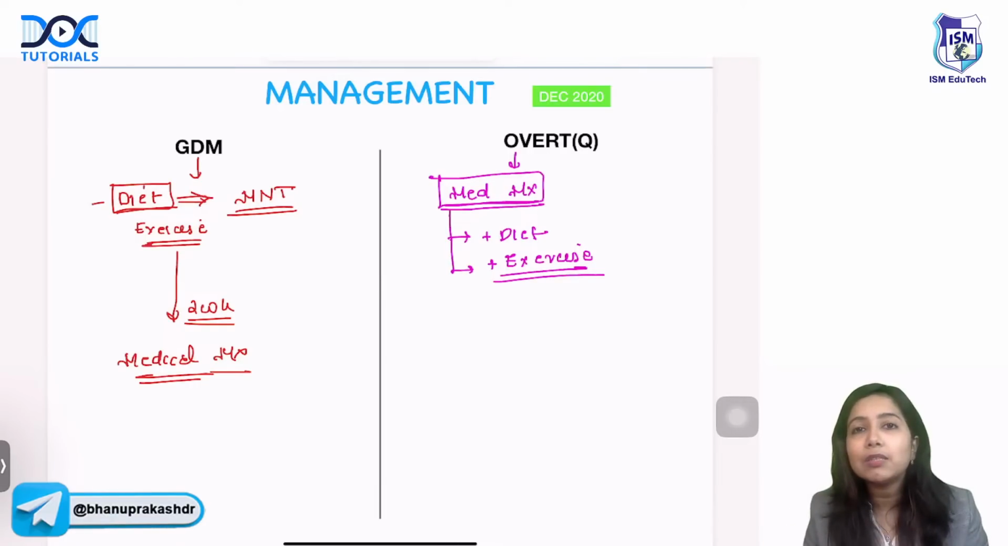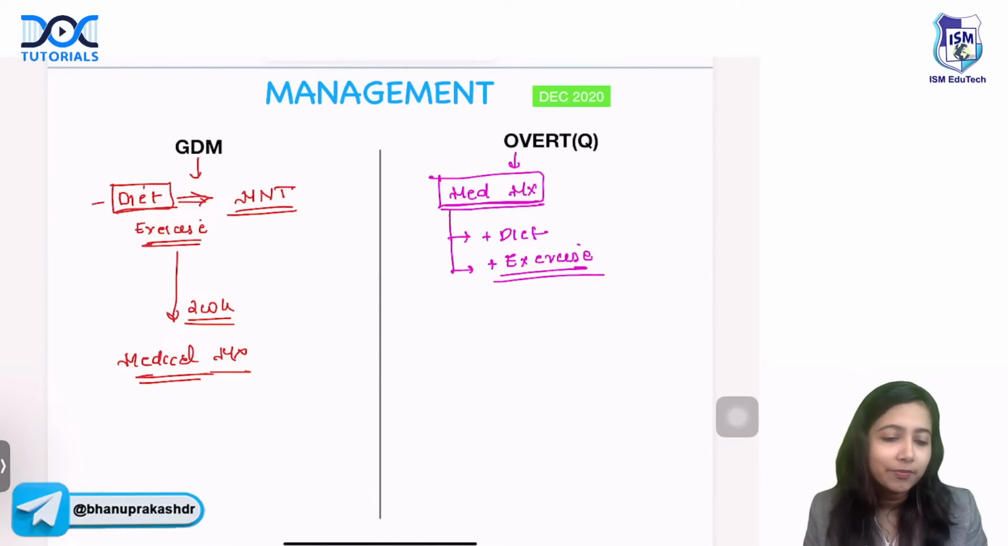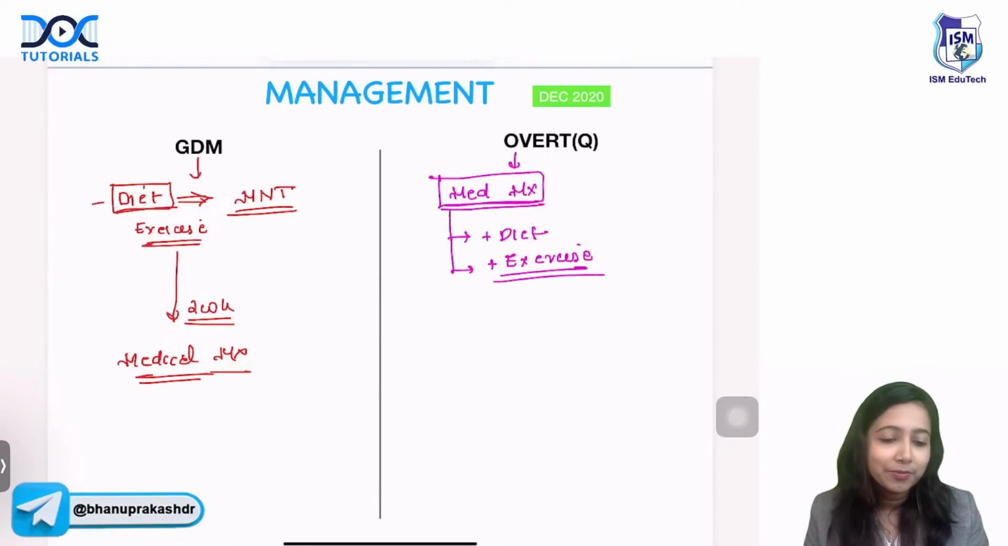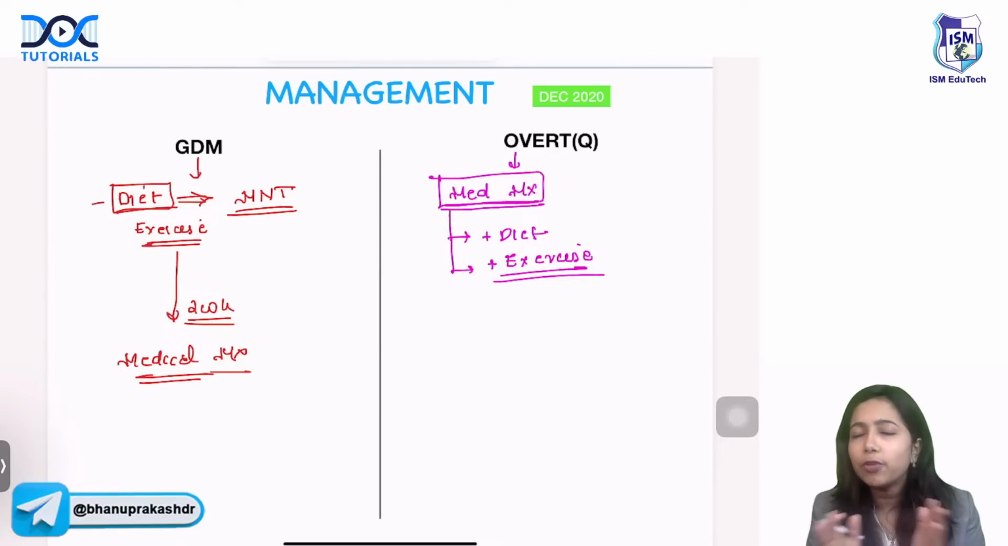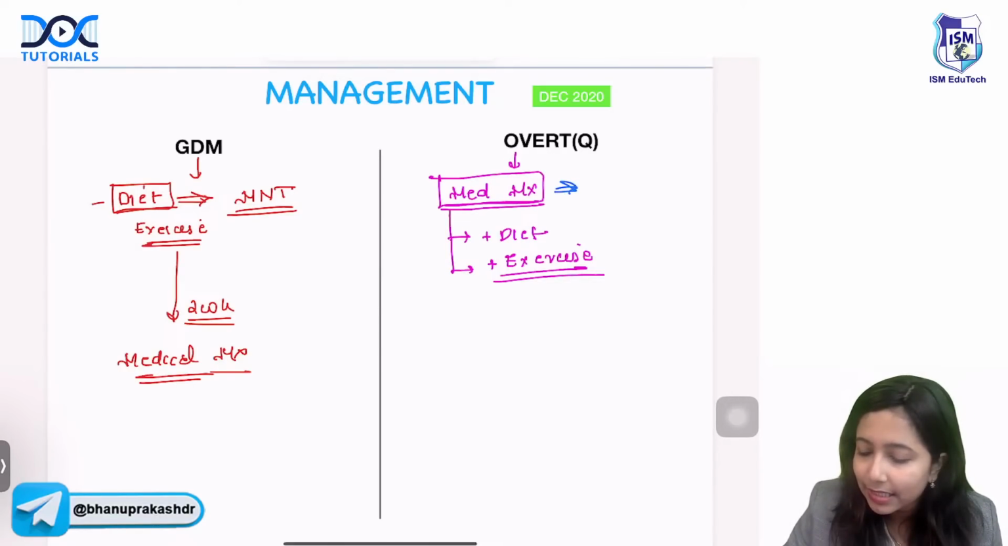But the question that came in December 2020 asked you to specifically choose one. There was the option of insulin, OHA, diet, and exercise. What is the drug of choice in case of diabetes in pregnancy? Insulin, perfect. It is insulin. Insulin is safe for the baby, it does not cross the placenta. So the management is basically insulin.